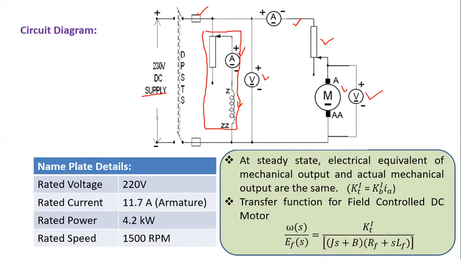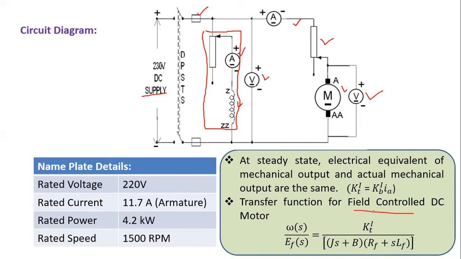That means coming to the electrical side, in the armature we have a back EMF constant, which is equal to the torque constant on the mechanical side. That too we are assuming as the same. Power available in the armature, electrical and mechanical, both are the same. So the constants also we are assuming as the same. Right?